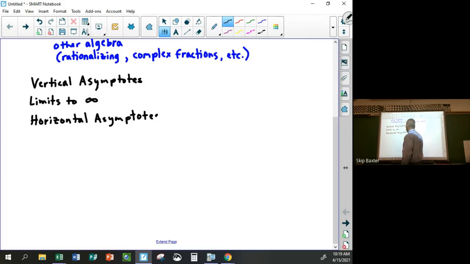Horizontal asymptotes are going to occur if the bottom's growing faster, because then it's 0, or if the top and bottom are growing at about the same rate, because then it's an actual number. If the top's growing faster, there's no horizontal asymptote because it just goes to infinity. Okay? And then we also talked a little bit about piecewise functions, how to determine limits of piecewise functions at the point where the functions change.